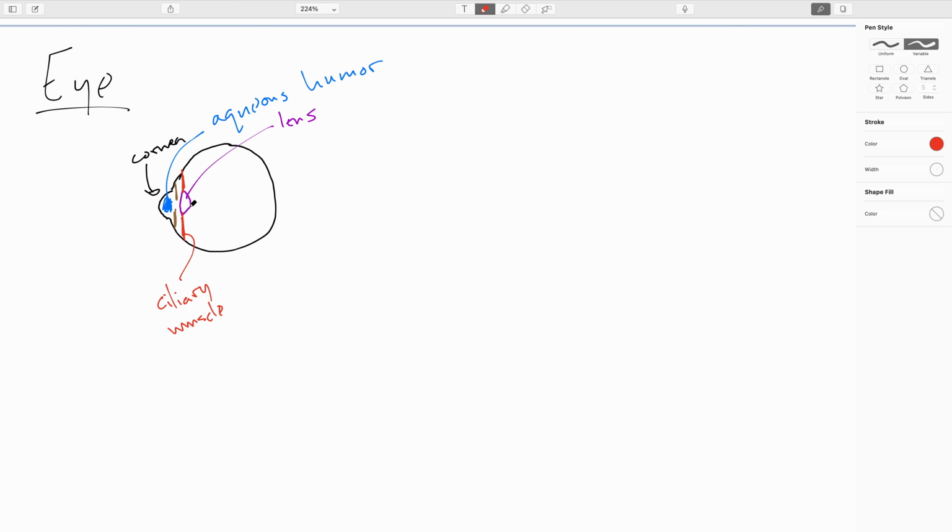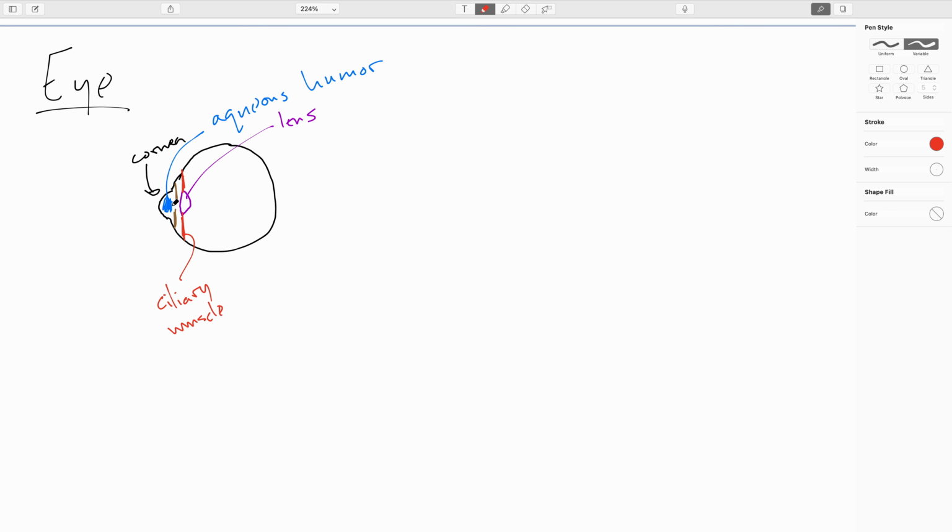And what this does is this makes the lens thicker or thinner. If the ciliary muscles pull on the lens, they'll make it thinner. And we remember from playing with the lens maker's equation, this will have the effect of increasing the focal length. If the ciliary muscles are relaxed, the lens will get fatter and decrease the focal length. So this is how the eye is going to bring things into focus.